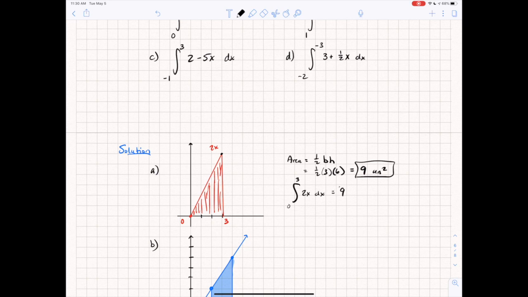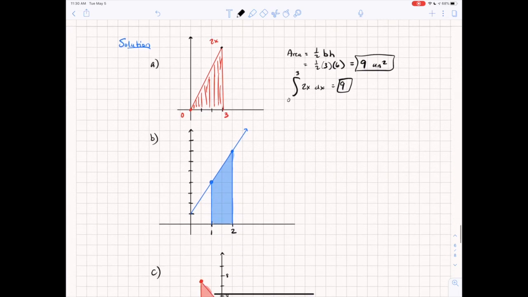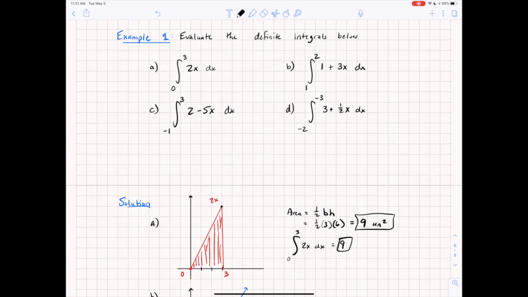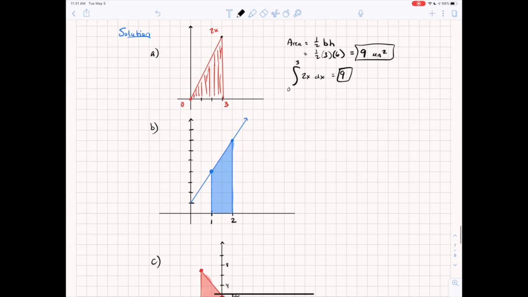All right, the solution to a definite integral is a number because we're finding the area. Excuse me. So let's take a look at B. B is the integral from 1 to 2 of 1 plus 3x dx. And so if I was to graph 1 plus 3x and then list the boundary points from 1 to 2, I get this shaded region here, which is a trapezoid. The area of a trapezoid is given by 1/2 sum the bases times the height. The height represents the width of this.